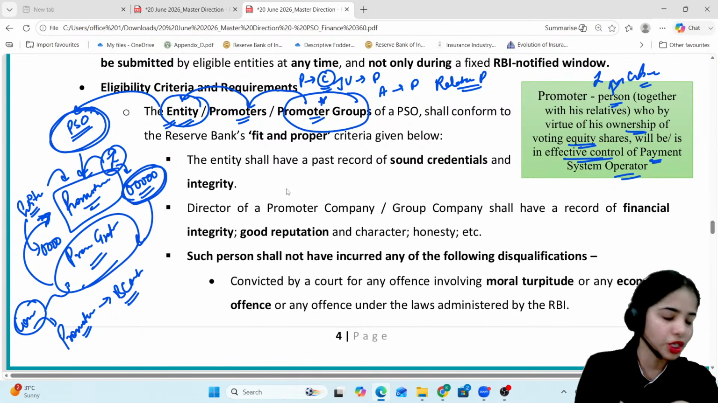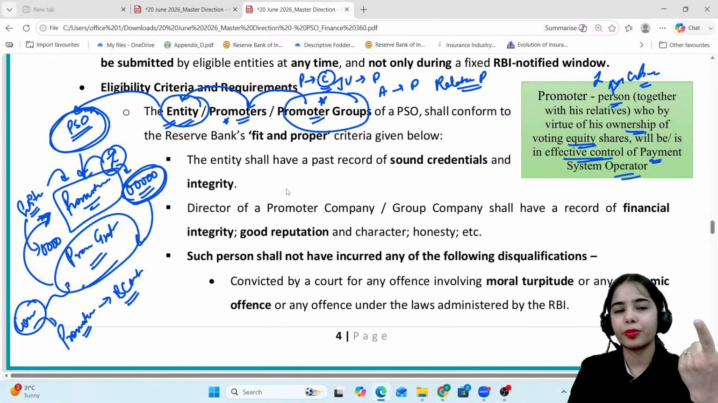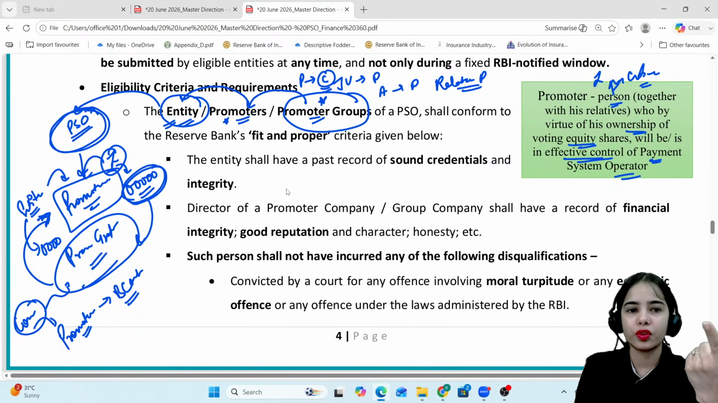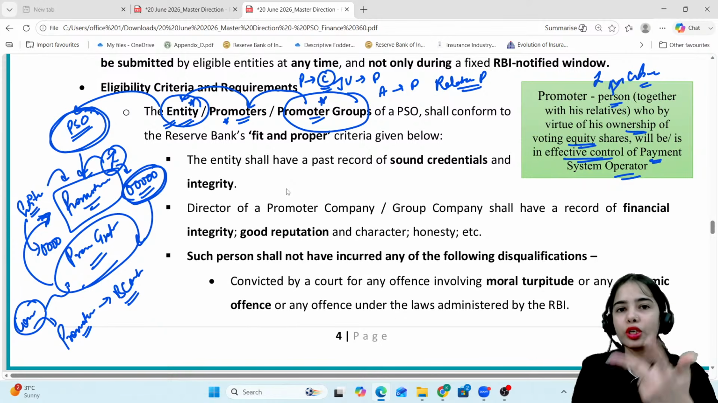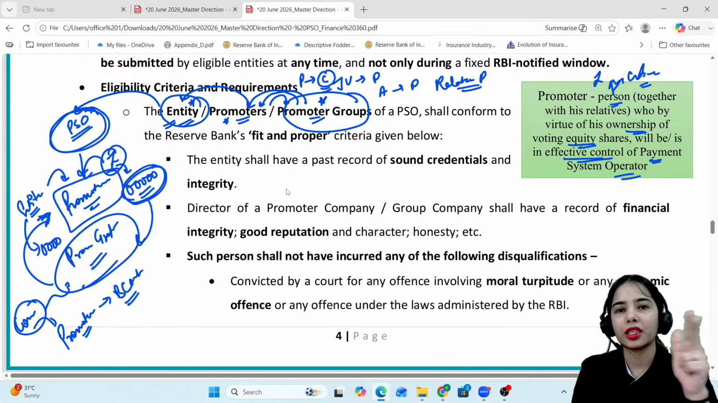I hope this is very much clear. So the entity itself, as well as the direct promoters of the entity that have control over the entity, as well as the promoter group, that means the companies that belong to the same group, where the promoter has a certain control over the companies or the companies have control over the promoter, in this case they come under the promoter group of a PSO, a payment system operator, and shall conform to the Reserve Bank's fit and proper criteria.